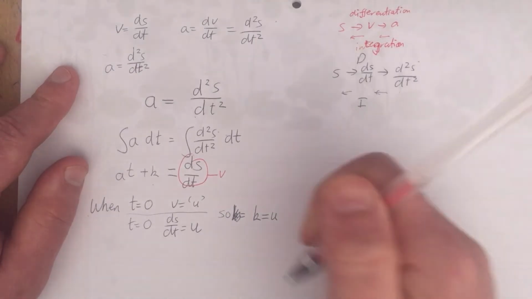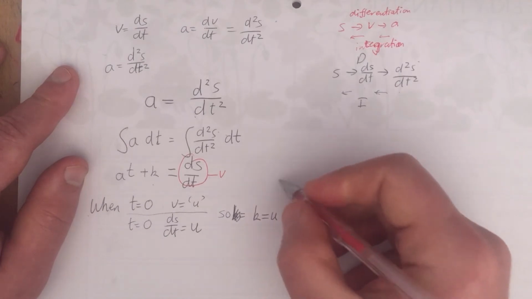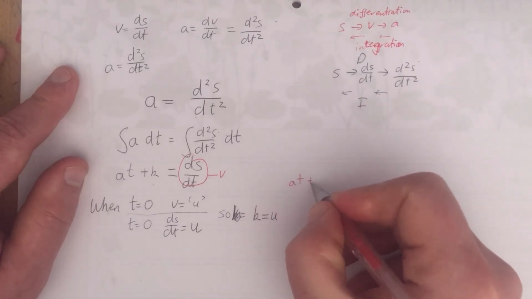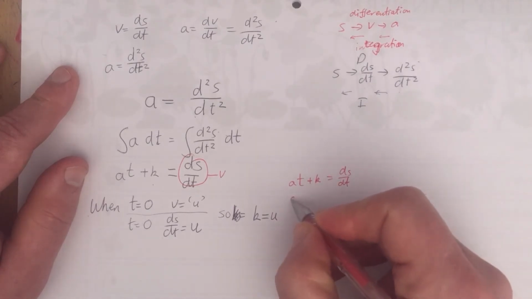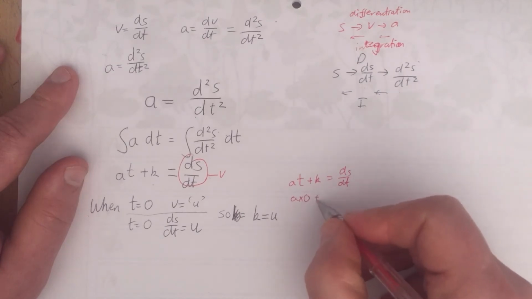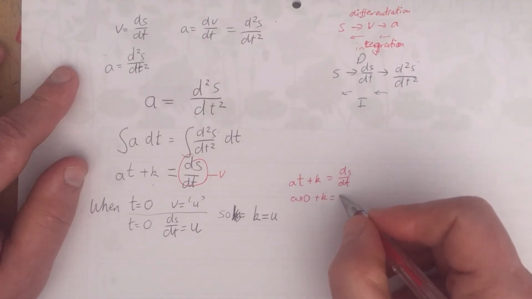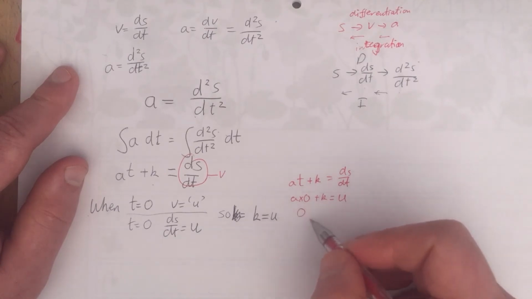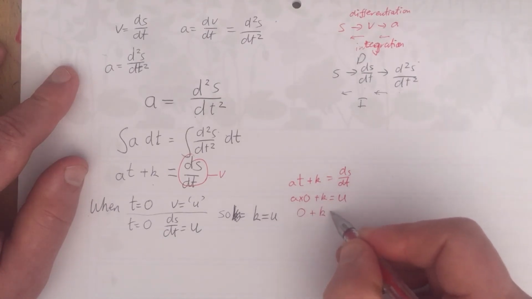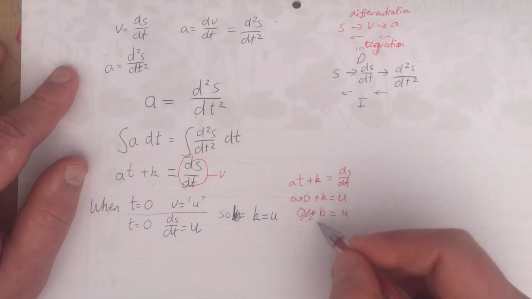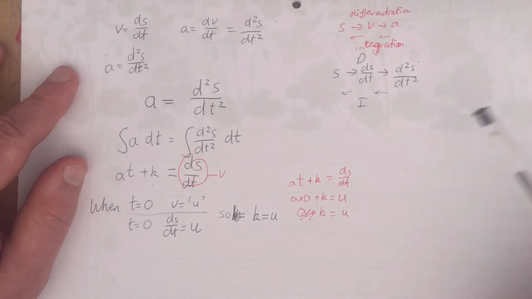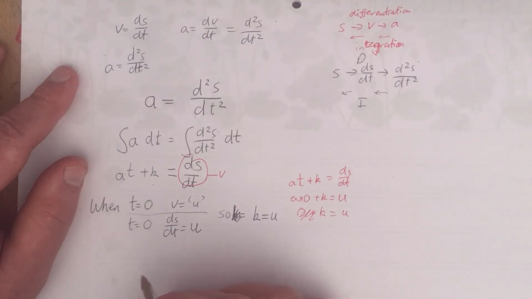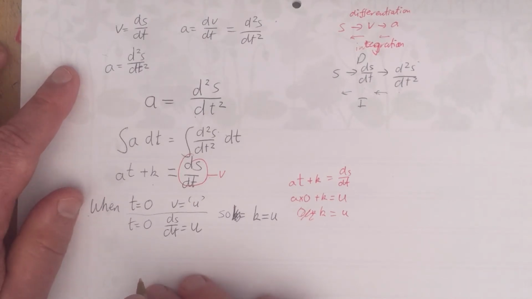Now to explain how that works, and this is again something you don't need to do: when time is 0, at plus a constant equals ds by dt. So when time is 0, that's a times 0, which is 0, plus a constant equals the initial speed, which is u. Because this ends up being 0 here, we end up with 0 plus k equals u, and so the constant has to be u. I'm doing this quite quickly. You will probably have to go through this quite a few times yourself, and I'd advise writing it out several times to get it into your head. But understand it first of all, step by step, and then go on from there.